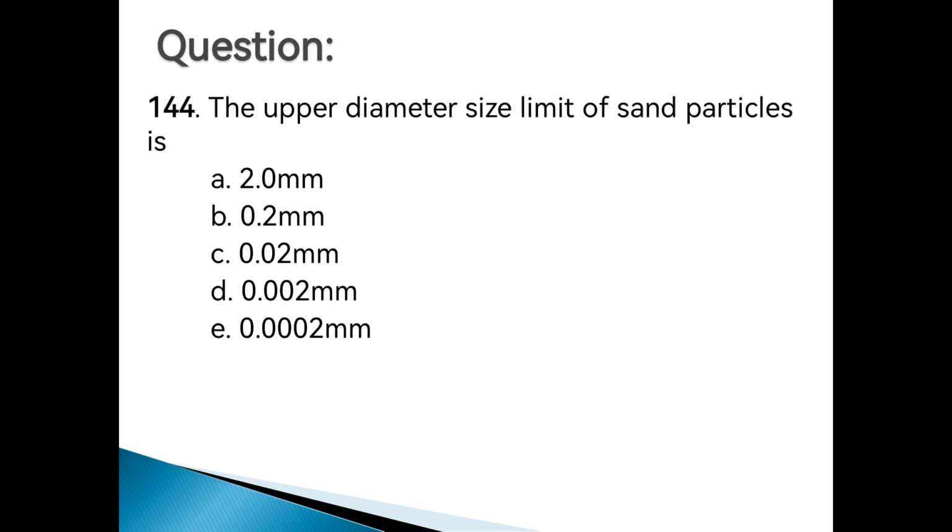144. The upper diameter size limit of sand particles is A. 2 mm, B. 0.2 mm, C. 0.02 millimeter, D. 0.002 millimeter, and E. 0.0002 millimeter. The correct answer is A. 2 millimeter.